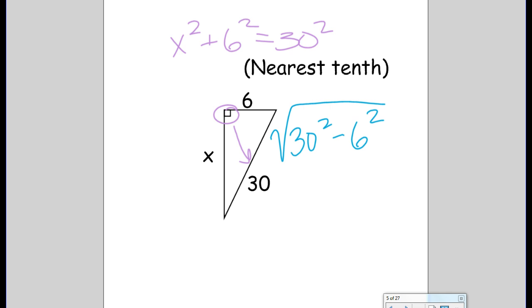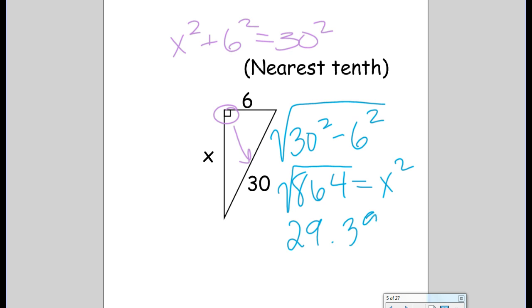So you should get 864 equals x squared. And then you take the square root of 864, and you get 29.39387. You look at the 3, you ask your neighbor, do I stay at 3 or do I bump up? And his neighbor says, bump up. The answer was 29.4. Yes, Trent, it was 29.4.